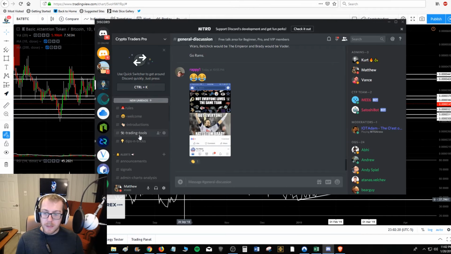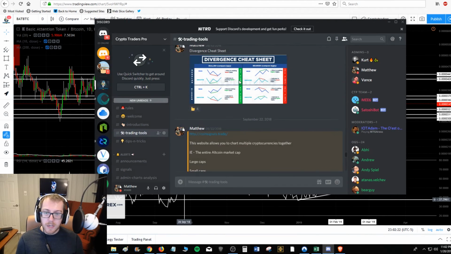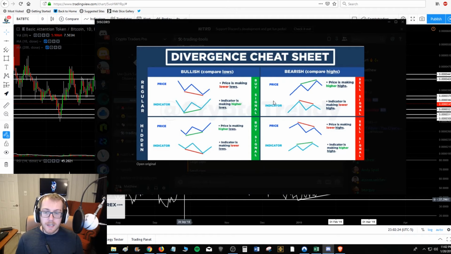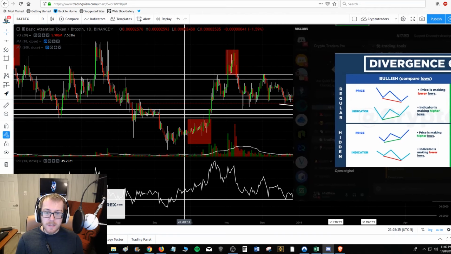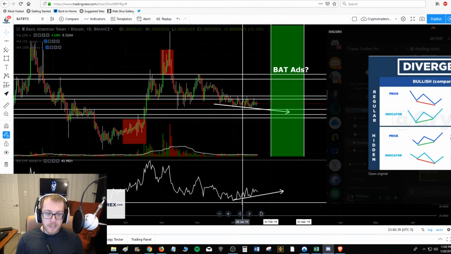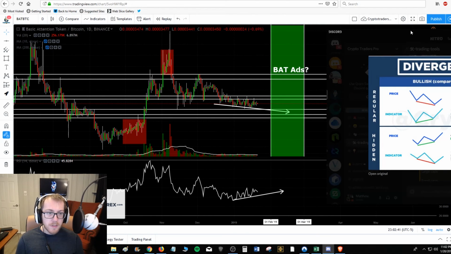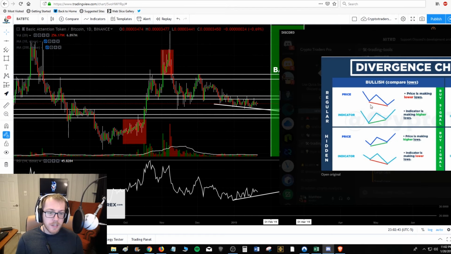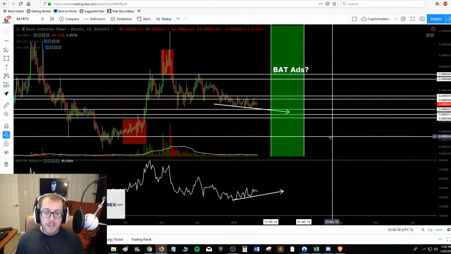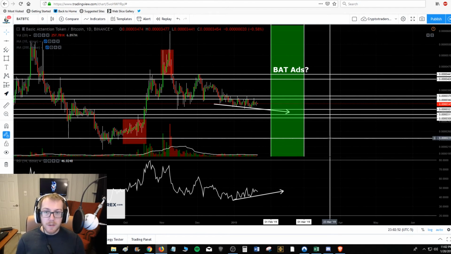This is also known as a bullish divergence. Something that's really cool that we have in the Crypto Traders Pro chat room, we have this divergence cheat sheet that tells you when the price is going down, making lower lows, but the RSI indicator is making higher lows, trending up. You can see that this is the same thing going on here. The indicator is making higher lows, as you can see right here on the divergence cheat sheet, and the price is making lower lows. This is a regular bullish divergence. So again, this is a bullish pattern we're seeing on the chart.